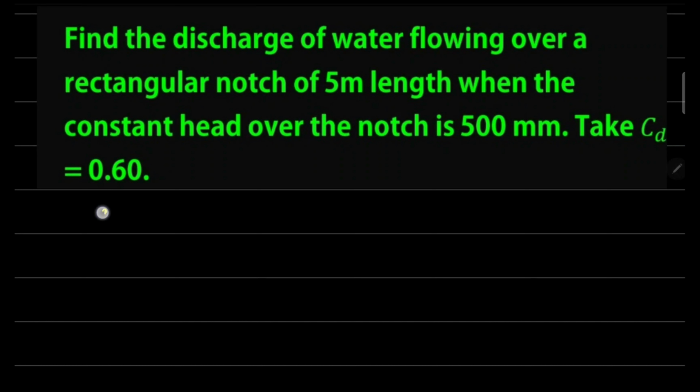So before starting the solution, we should first of all note down the values which are given to us. The length of the notch is given as L equal to 5 meter, and the head over the crest of the notch is 500 mm, so that is 0.5 meter, and the CD value is also given to us, that is 0.6.